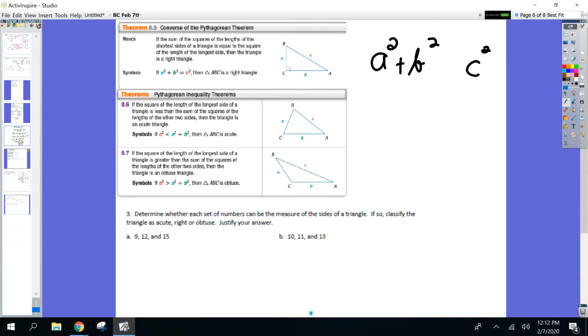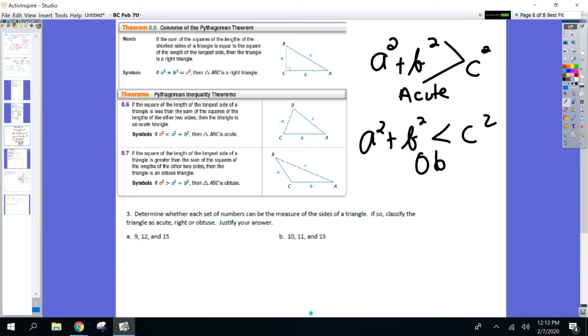Okay, and then you're going to crunch those numbers. And if a squared plus b squared, the legs, end up being bigger than the hypotenuse, you have yourself an acute triangle. Okay, if the legs are bigger. If the reverse is true, you plug in the two smaller sides and they happen to be less than the hypotenuse, we're going to have ourselves an obtuse triangle.